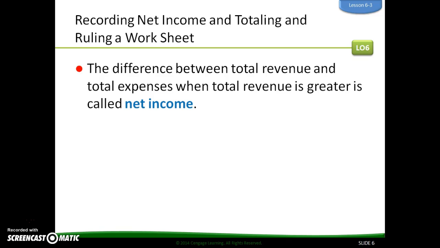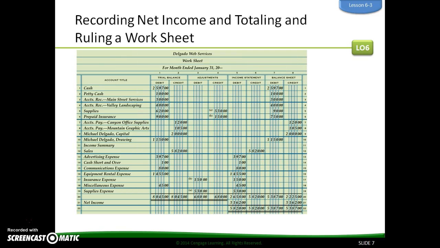So first of all, just remember when total revenue is greater than total expenses, you have net income. And when you look at your worksheet, when you look at the income statement, we look at the credit that we posted for sales, and then we look at all of the debits for our expenses. And we total up our debits for expenses, and we see that we have $26.58.